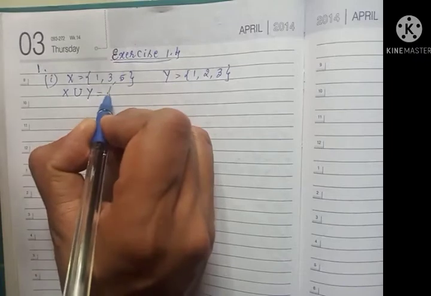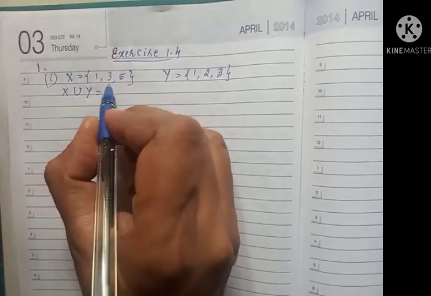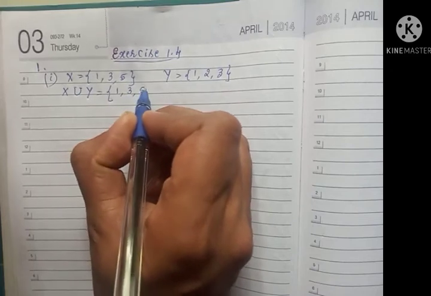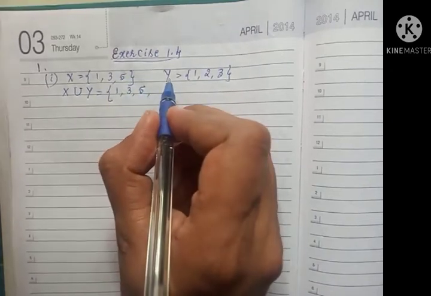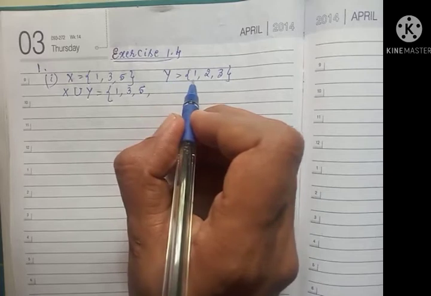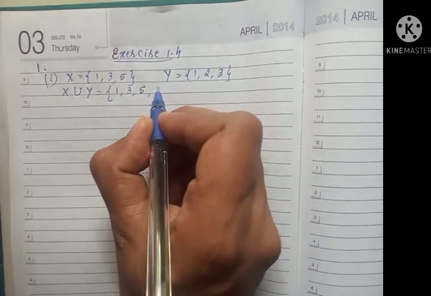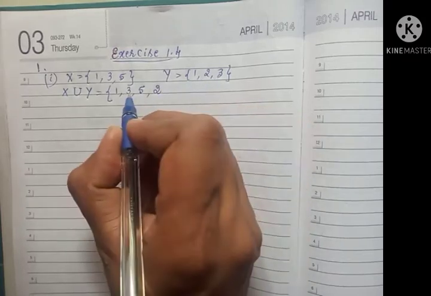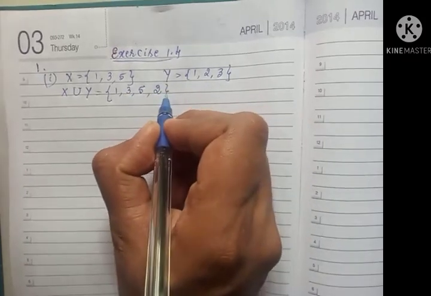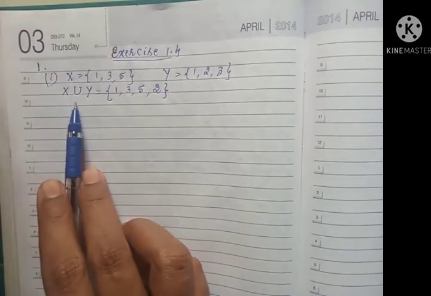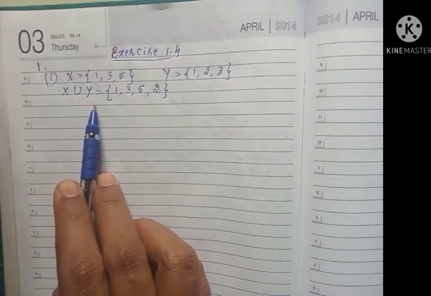For X union Y, write all the elements of X first: 1, 3, 5. Then write the elements of Y. If elements are repeated, neglect them. 1 is already written, so don't write it. Then 2, yes, I can write. 3 is already written. So I'll close here. This is X union Y.